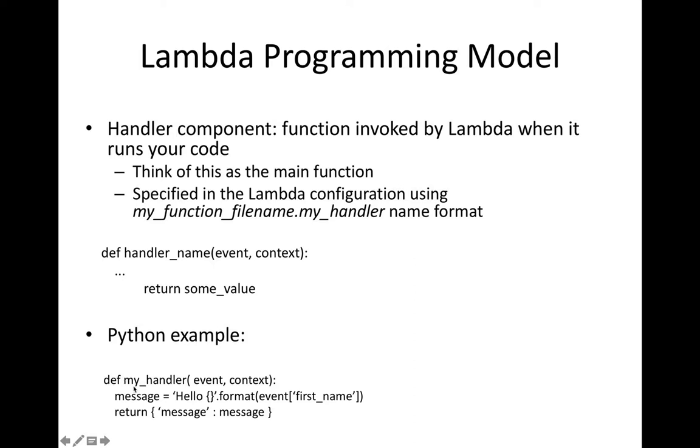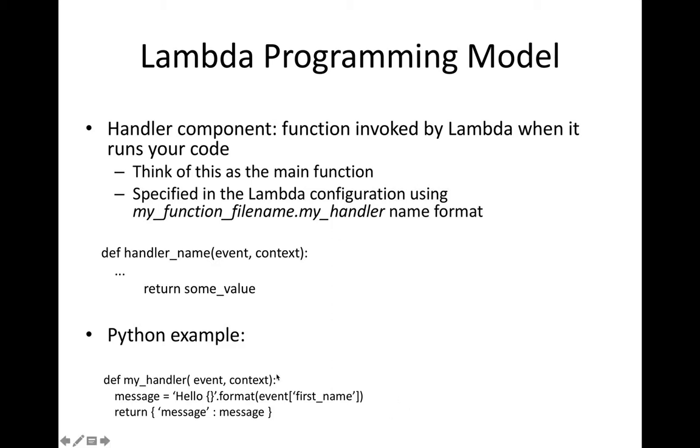In this case, the handler function is called my_handler, and it takes in two objects, an event object and a context object. And these objects are always going to be there. So by default, your handler should be designed to pass in these two objects.